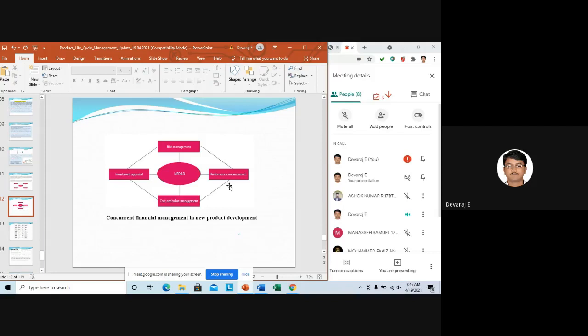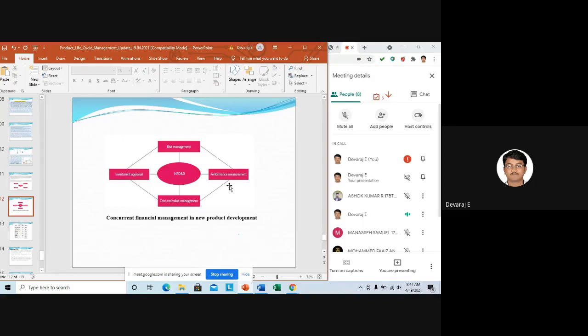So that is called function. That is called functionality. So always the company should see the performance of the product, as well as the cost and value management. How much they're investing for the particular manufacturing of a product, what is the value of that?